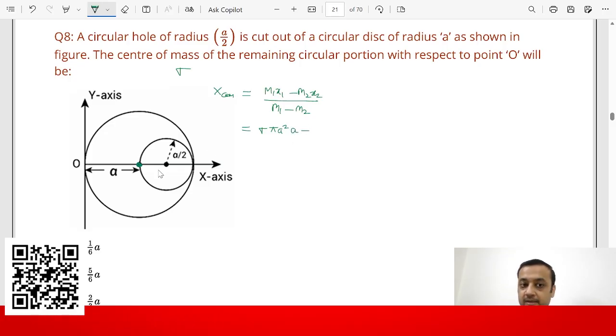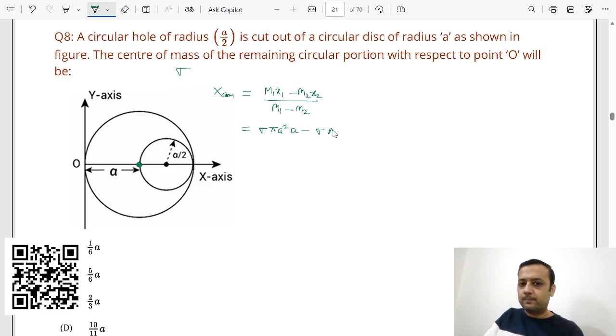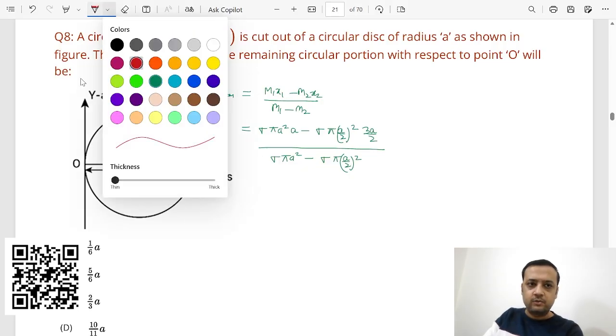M2 is the mass of the disk removed. So that will be sigma into pi (a by 2) square, because the radius of the smaller disk is a by 2, into x2, the center of mass of the smaller disk. The center of mass of the smaller disk will be at this point, so it will have the x coordinate a plus a by 2, that means 3a by 2. Divided by, again, m1 which is sigma into pi a square minus m2 which is sigma into pi (a by 2) square.